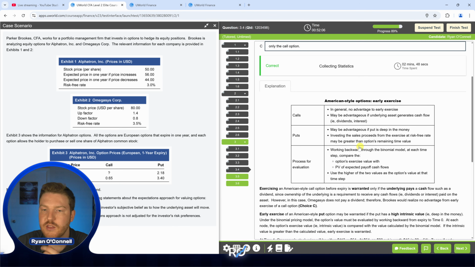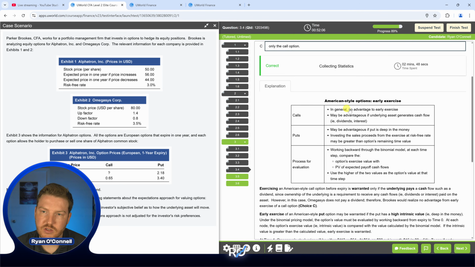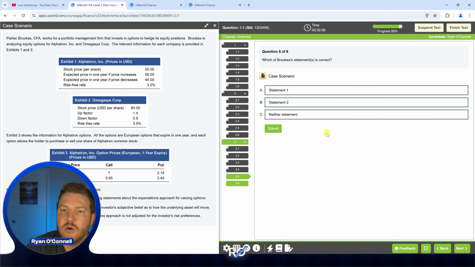And there we go. And I like this. It has a little table about when you might want to early exercise or not. This is really where you'll see that with calls you don't really want to early exercise, especially if it doesn't pay any dividends. So let's see if we can finish out these last two problems and put a wrap on it. Which of Brooks' statements is correct?